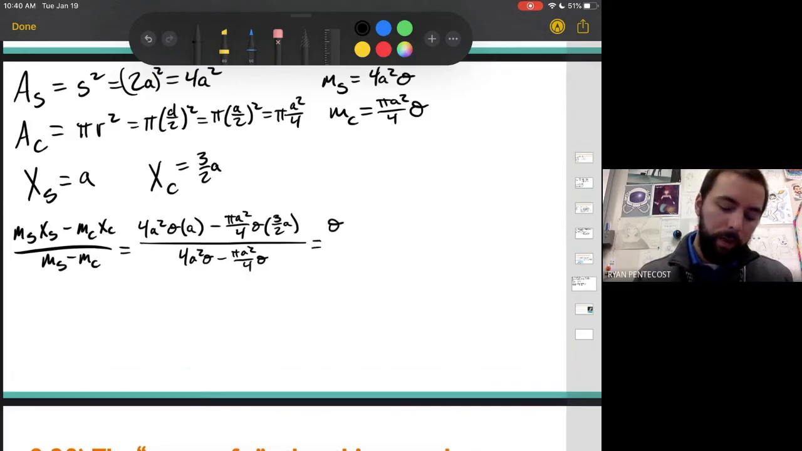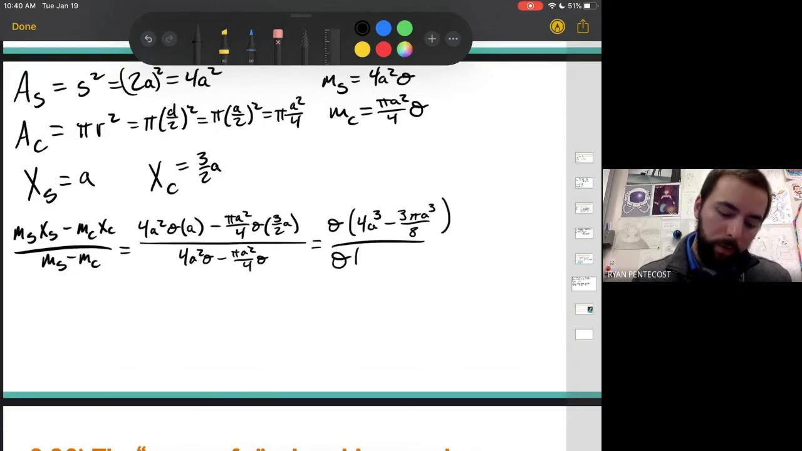Let's do density times, I'm going to combine these. So that's 4a cubed minus pi a cubed. Whoops, I should pay more attention to that one. That is 3 pi a cubed divided by 8. Yeah, divide by 8. Bingo, done. Now we'll factor out sigma here. Then you just have 4a squared minus pi a squared over 4. Okay, so then you can see sigma is going to cancel out there.